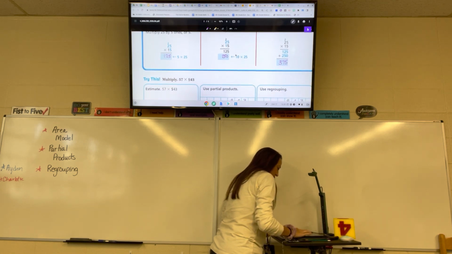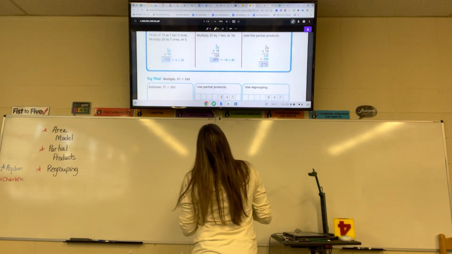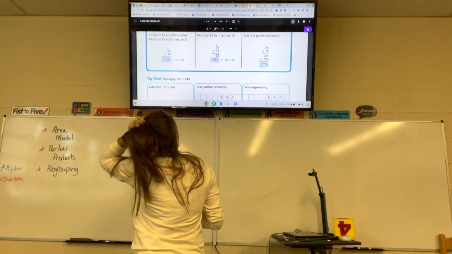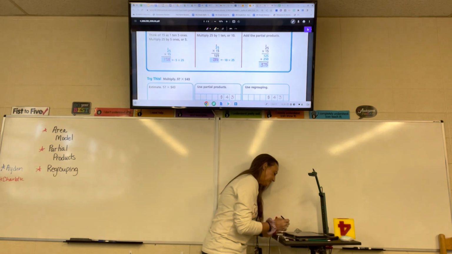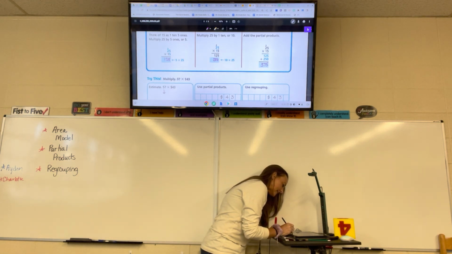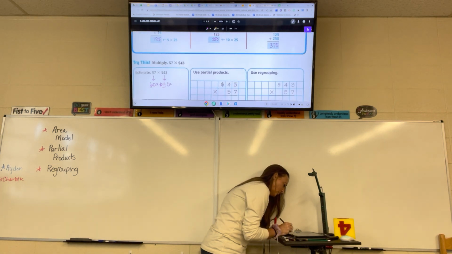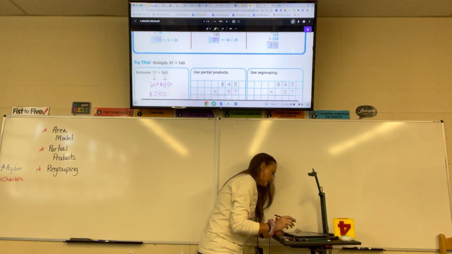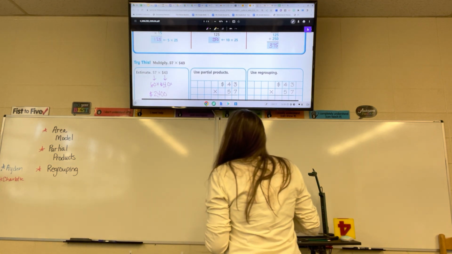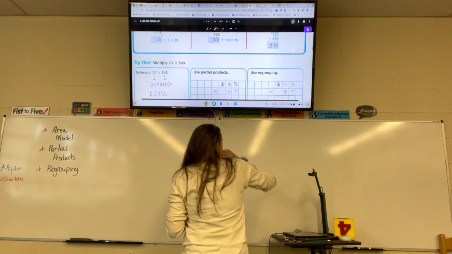Okay, here we go. We're going to do this problem, 57 times 43. What does 57 round to? 60. And what does 43 round to? 40. And then our basic fact is 6 times 4, which equals 24. And then how many zeros do we add on? 2. So our estimate is 2,400.